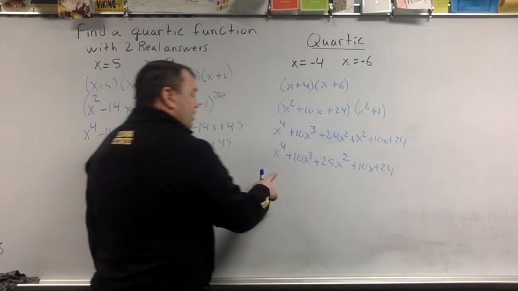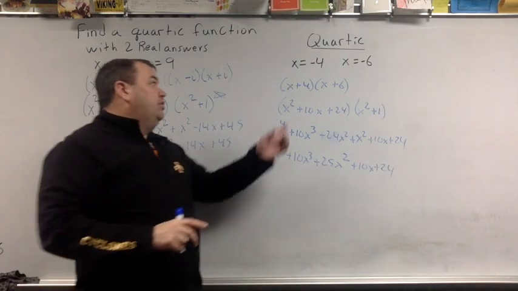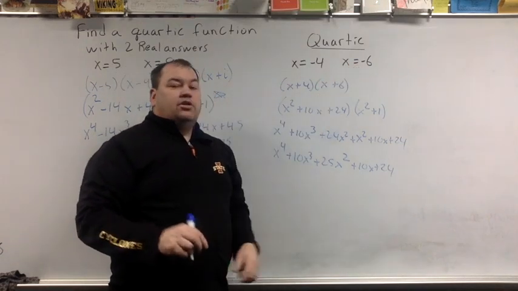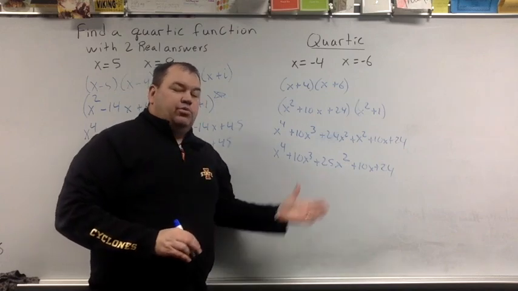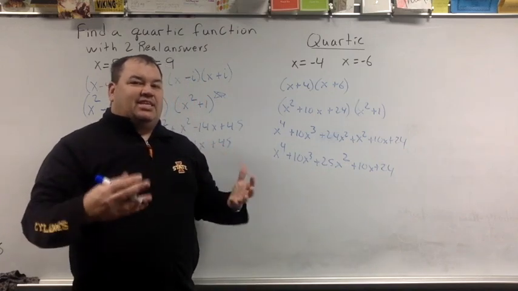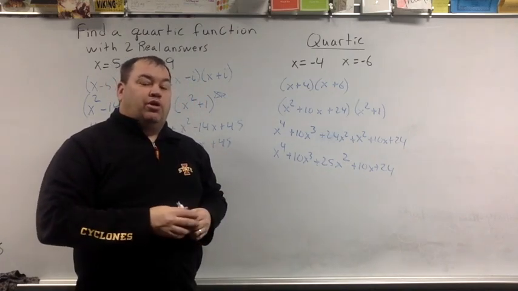And there I have something that has four answers: two real, -4 and -6, two imaginary, that comes from right here. Are those the only ones? Of course not. But this is the easiest way to get in two more of those answers.